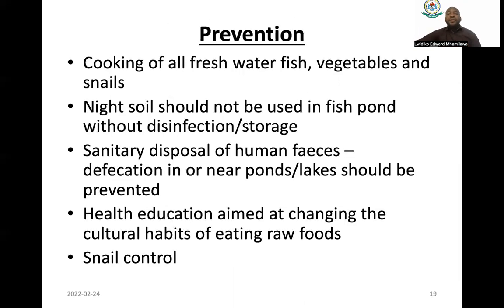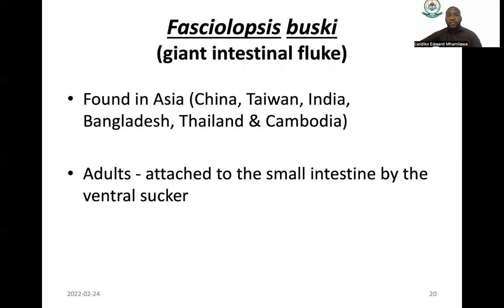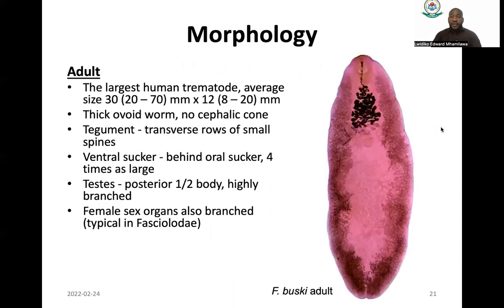And now, what I have spoken to you about is an overview for all the parasites. Now we're going to go through each parasite and its specific features really quickly, and you'll be able to understand. So this is the giant intestinal fluke, Fasciolopsis buski. It is found in Asia: China, Taiwan, India, Bangladesh, Thailand, and Cambodia. Adults are attached to the small intestine by the ventral sucker. So it has a little sucker in the ventral area.